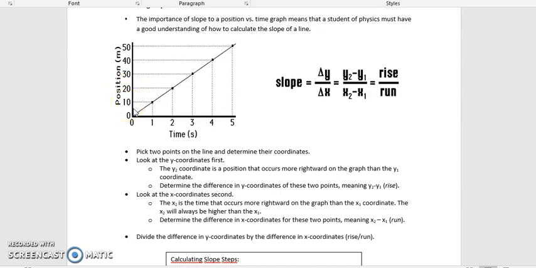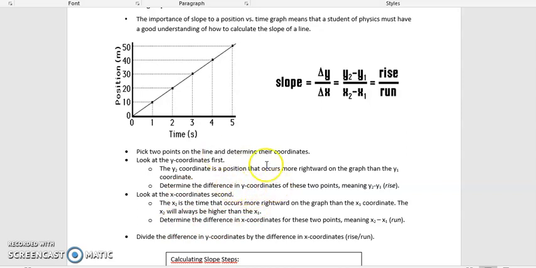We do the same thing with our x coordinates. So we have an x of 1 and an x of 2 for two different coordinates. The x2 always occurs more rightward on the graph than the x1. So again, our x2 would be 2 and our x1 would be 1. Okay? So then you determine the difference between the coordinates.